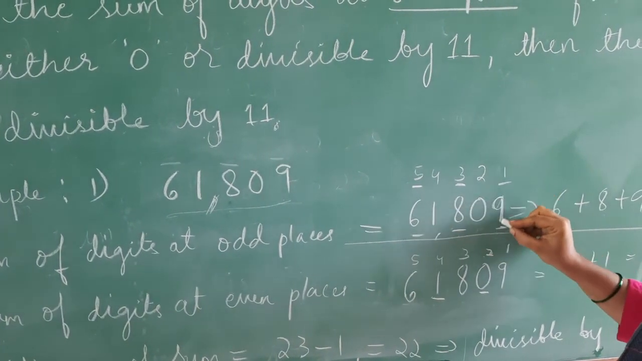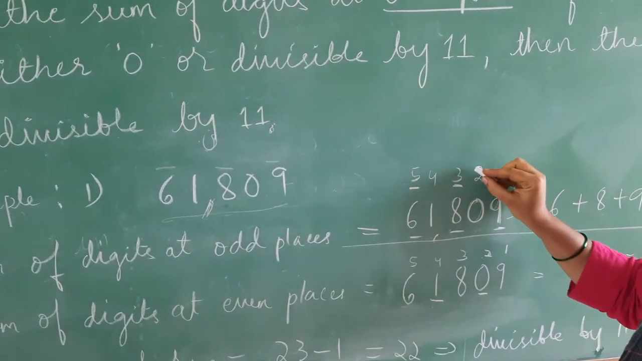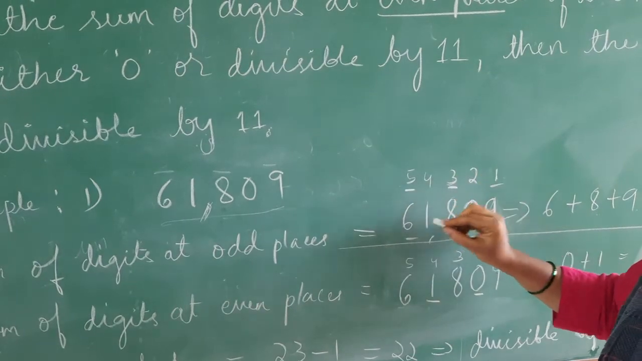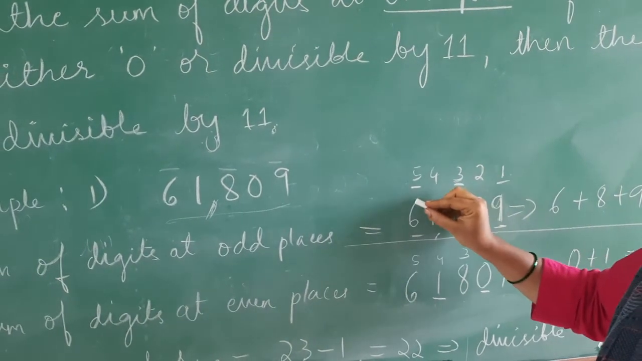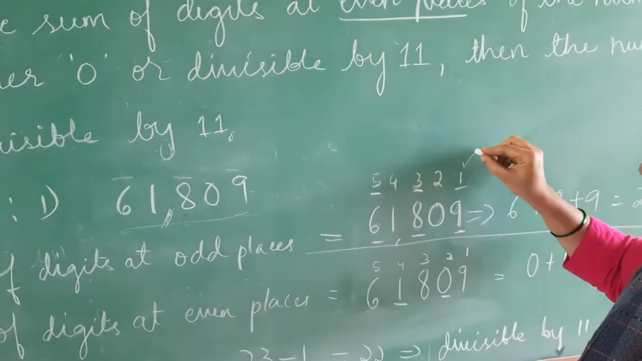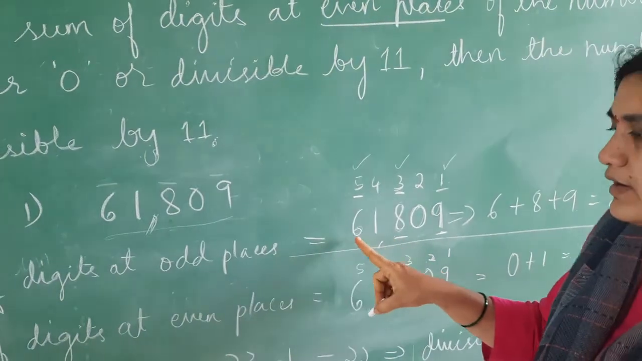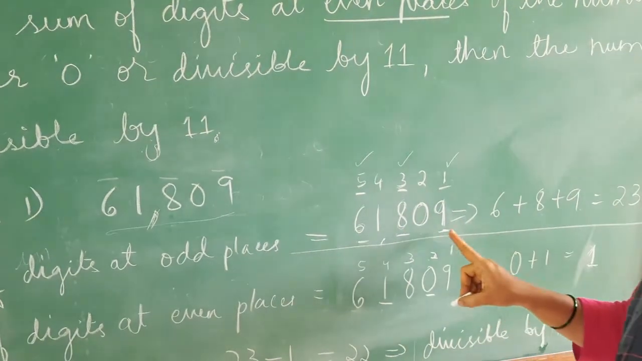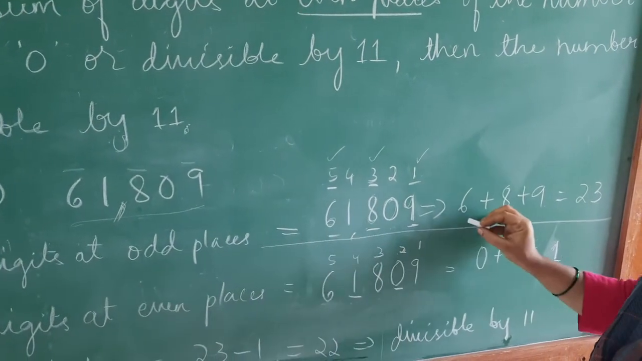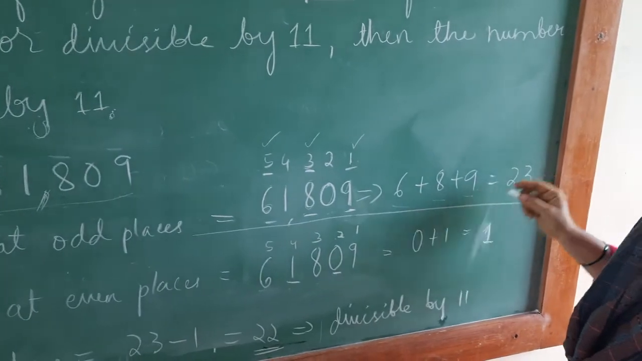61,809. Ones place is called 1. Second place, that is tens place, is 2. Hundreds place is the third place. Thousands place is the fourth place. And 10,000s place is the fifth place. That means the odd places are 1, 3, 5. That means ones place, hundreds place and 10,000s place. These digits should be added. That is 9 plus 8 plus 6. Let me write 6 plus 8 plus 9, which gives you 23.